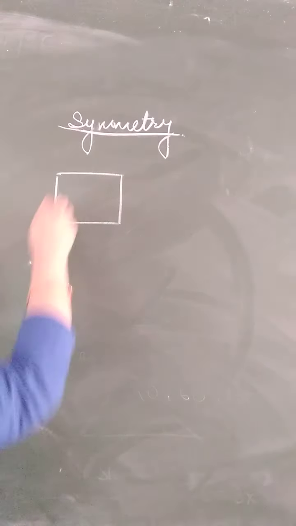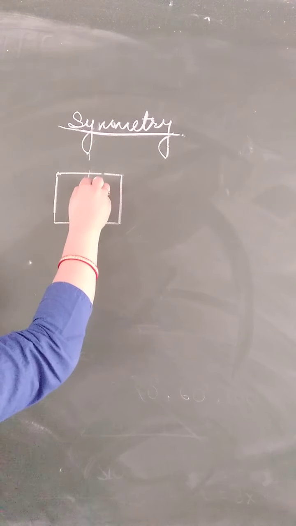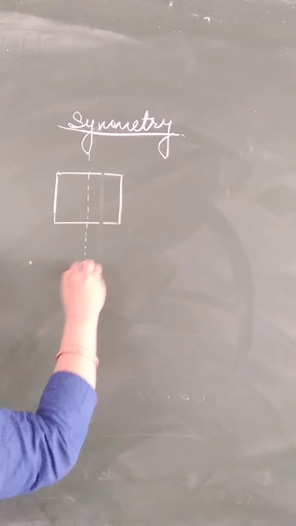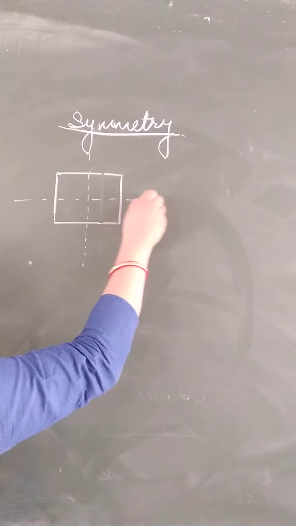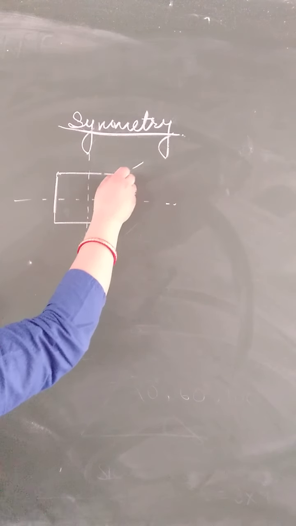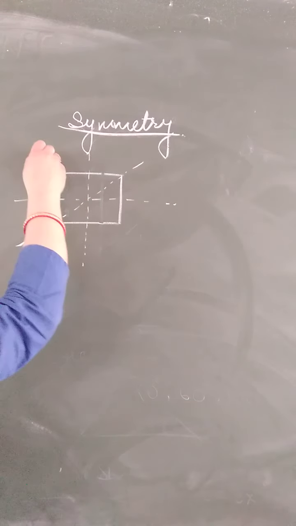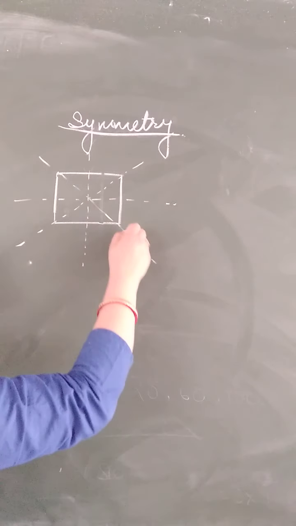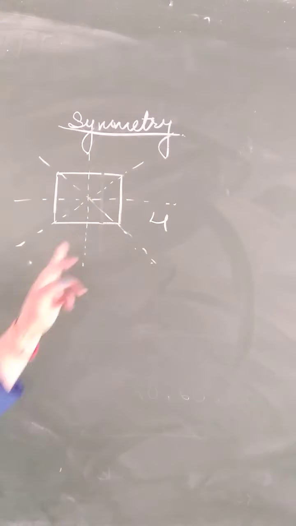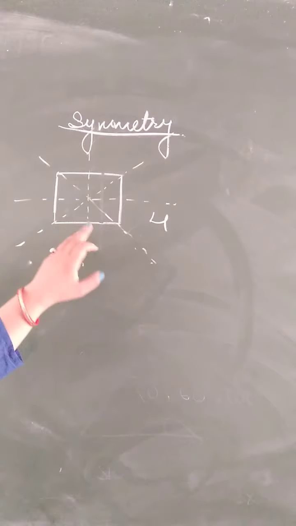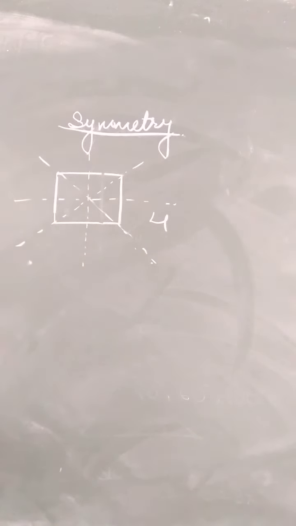As we know, all the sides of the square and all the angles of the square are equal. So if we fold the square along this line, the midpoints of its opposite sides, then both the parts are identical. Similarly, if we fold it along this line or along the diagonals, then this square will be symmetrical. So a square has 4 lines of symmetry: the lines joining the midpoints of the opposite sides and its diagonals.